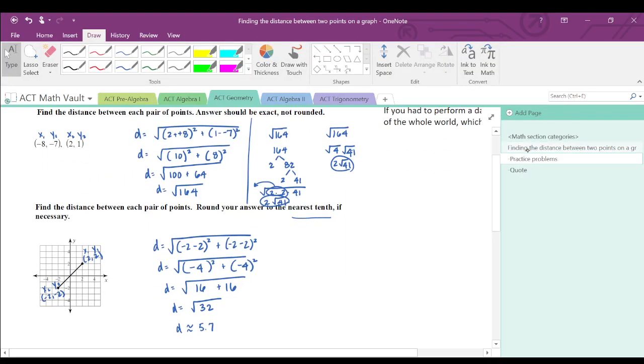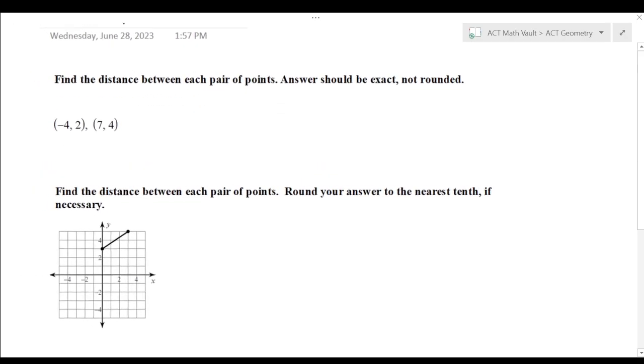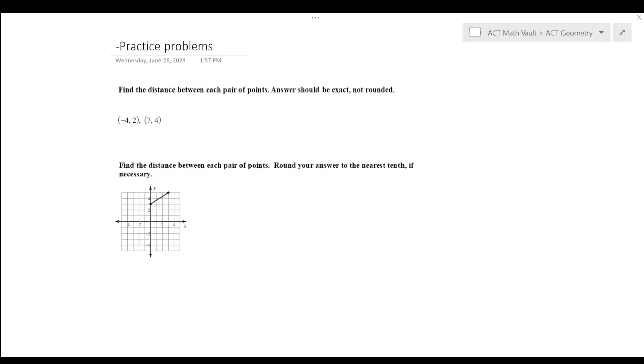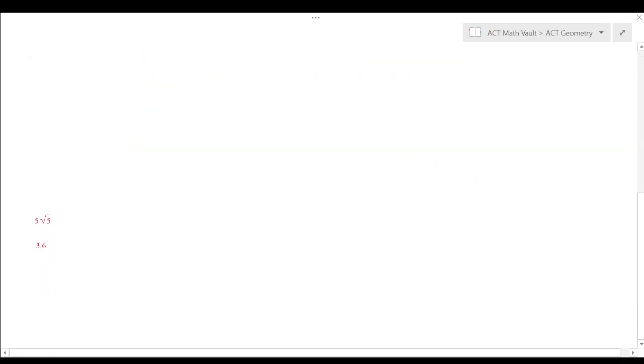Okay, let's move on to some practice. Here are 2 problems that mirror exactly what we did, same directions. So take a second, pause the video if you'd like to work on them without seeing the answers. There are the answers. The first is exact, the second one is rounded.